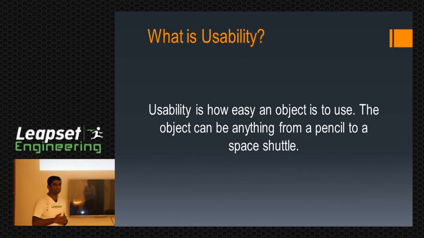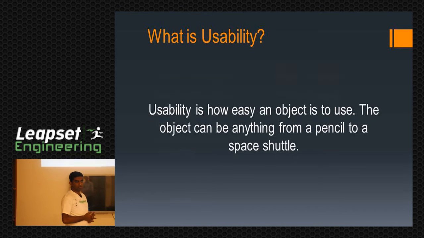So, how is usability related to user-centered design? Usability is the core of user-centered design, and it is also the core of user experience, as most of you know. So, what is usability? Usability is how easy a design object is to use. The object can be anything from a simple device like a remote control to a space shuttle.